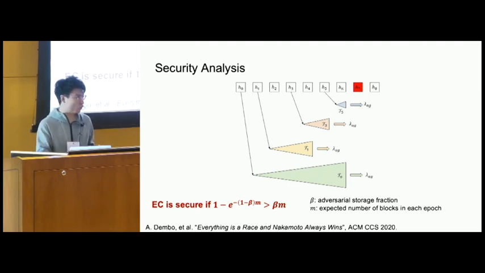I will directly give you the main result in our paper: we show that EC is secure if this inequality holds. Basically, 1 - e^(-(1-β)m) > βm. In this inequality, the left-hand side is the minimal honest chain growth per epoch, which equals the probability that the honest nodes mine at least one block in one epoch. The right-hand side is the adversarial mining power, or the expected number of blocks mined by the adversary. Some notation here: β is the adversarial storage fraction, or the adversarial power, and m is the expected number of blocks per epoch. Currently, the parameter in EC is 5.